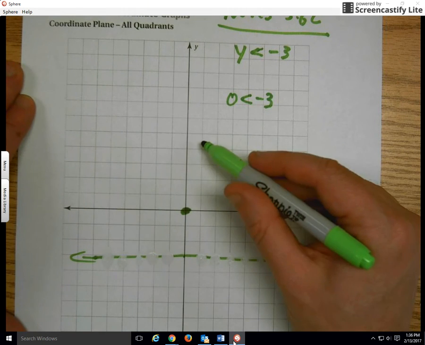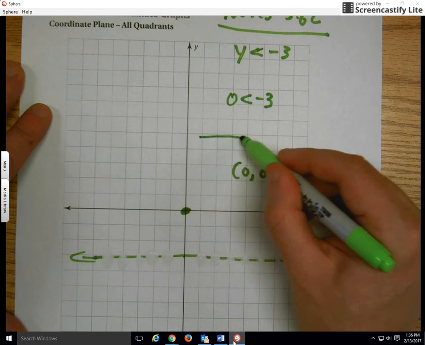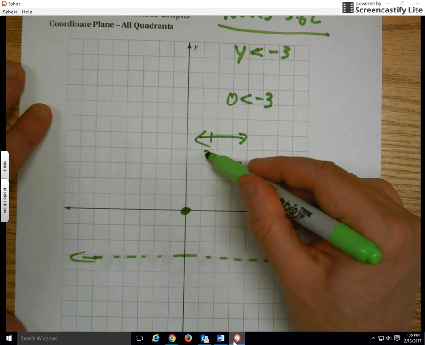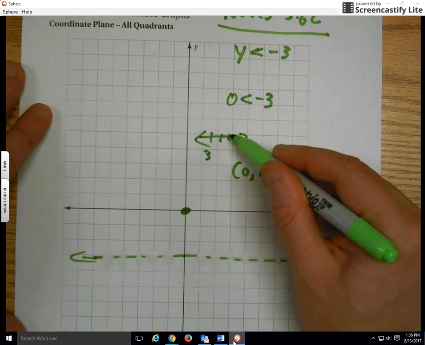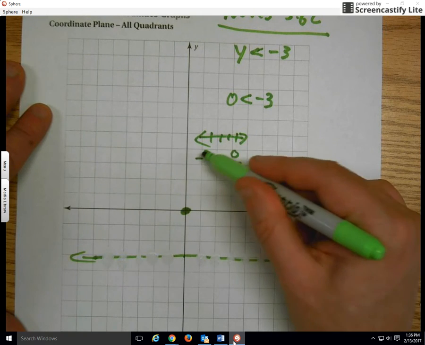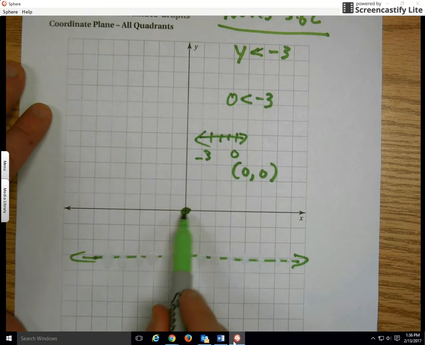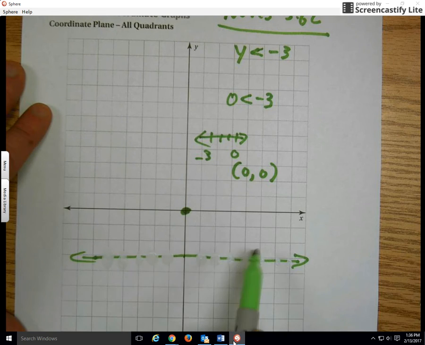-3 is more to the left on the number line. Right? If you had -3, -2, -1, 0, -3 would be more to the left. So this is a false statement. So since it's false, for this test point, you wouldn't shade in the side it's on, you would shade in the other side.